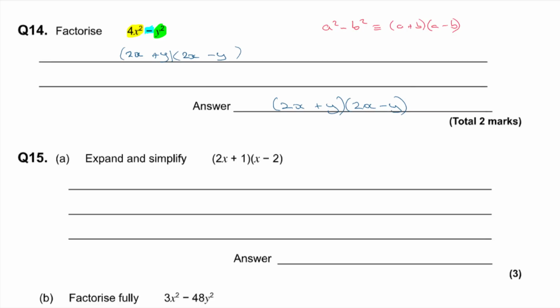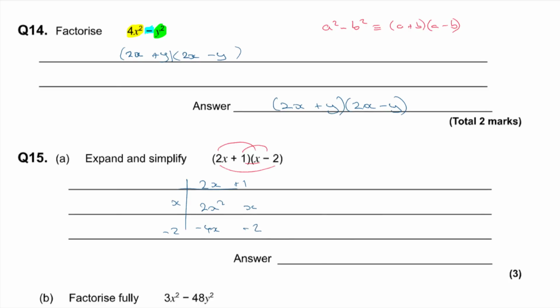There are different ways of doing this. First, outside, inside, last, two eyebrows, a nose and a mouth, or you can do it as a grid. If you're not very good at doing this, I might suggest you do it as a grid, because it helps you work out what all the values need to be, and you won't miss one out. So 2x times x is 2x squared, x times 1 is x, minus 2 times 2x is minus 4x, and 1 times minus 2 is minus 2.